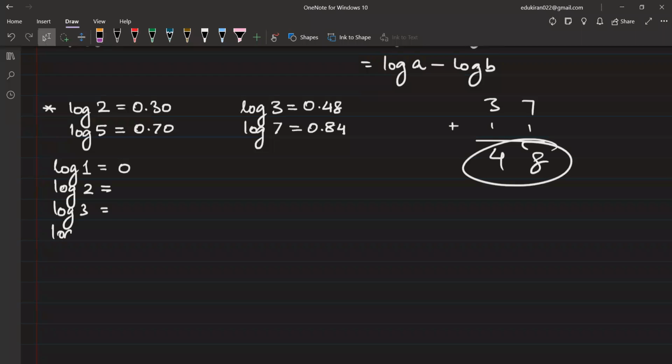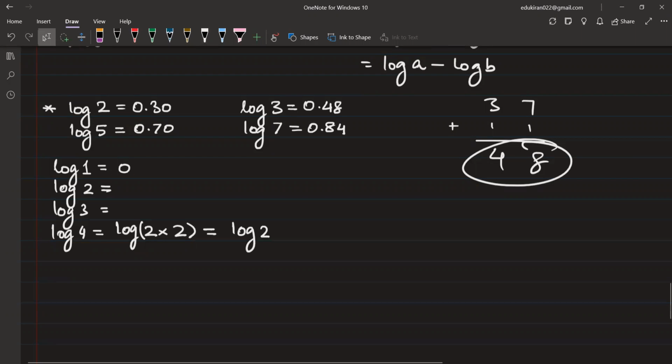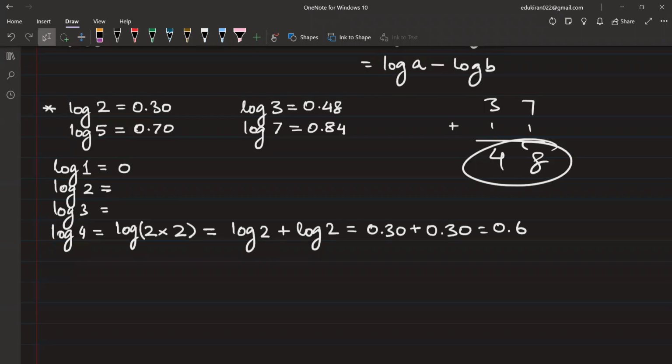Now, how to write log of 4? So 4 can be written as 2 into 2, right? Prime factorization. You always should do prime factorization for any number that you don't know the log of. And then further, you can apply the product rule. Log of 2 into 2 will be equal to log 2 plus log 2, which will give me 0.30 plus 0.30, which is equal to 0.6.